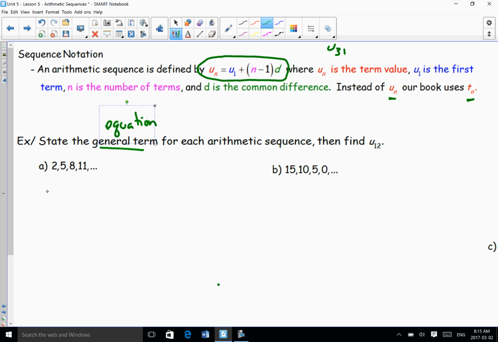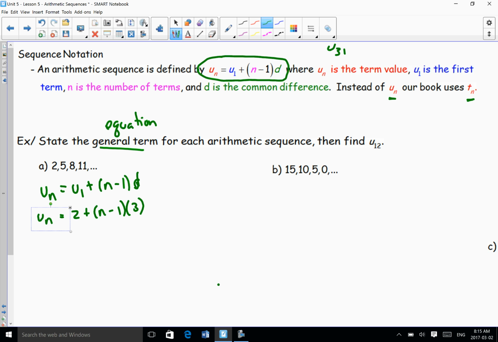So let's give this a try. So our equation, u_n equals u_1 plus (n minus 1) times d. Well, u_n is part of the equation. That's the definition for any term of the sequence. It's made up of the first term, which is 2, plus n is our number of terms. Now we don't know how many number of terms we have. It's a never-ending sequence. So it's part of our equation. And d, our difference, is 3.